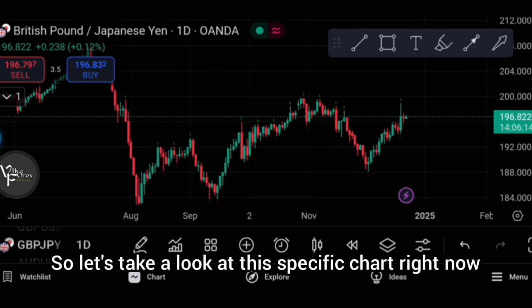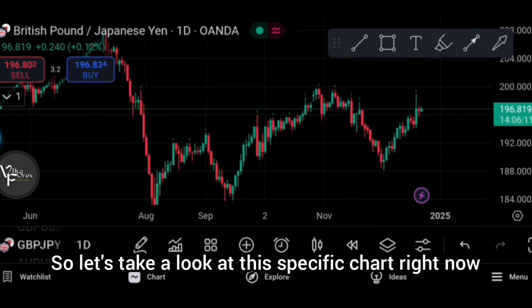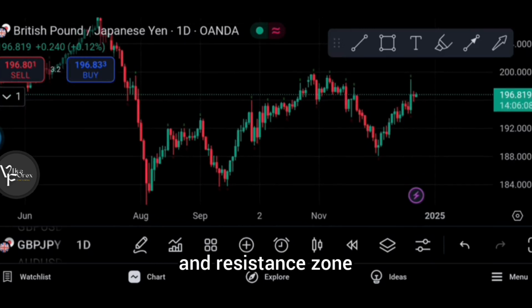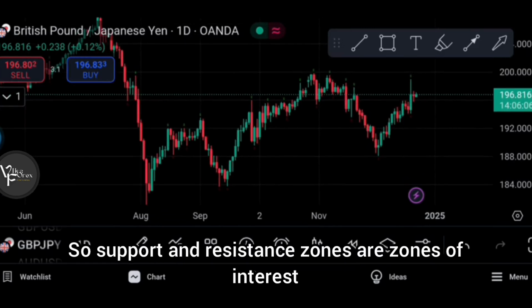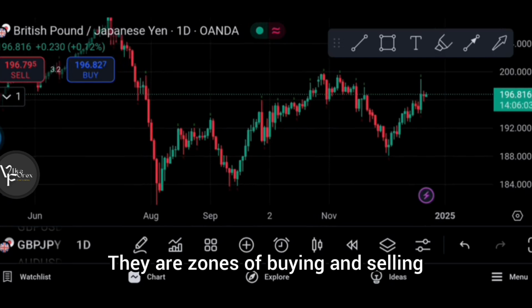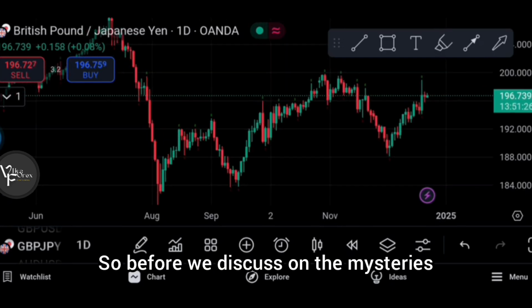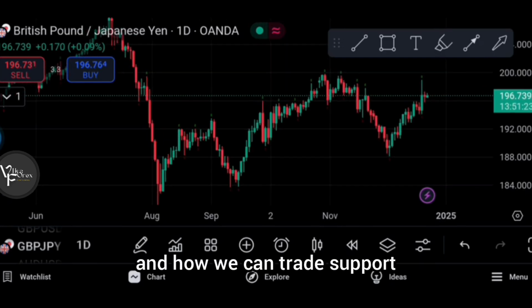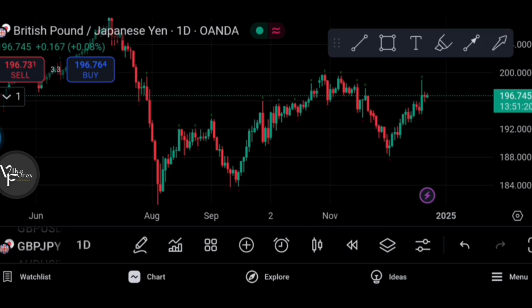So let's take a look at this specific chart right now, and let's mark the support and resistance zones. Support and resistance zones are zones of interest. They are zones of buying and selling. So before we discuss the mysteries and how we can trade support and resistance profitably, let's know what support and resistance are.